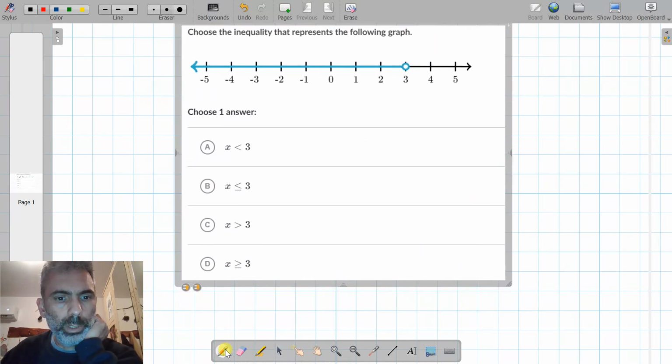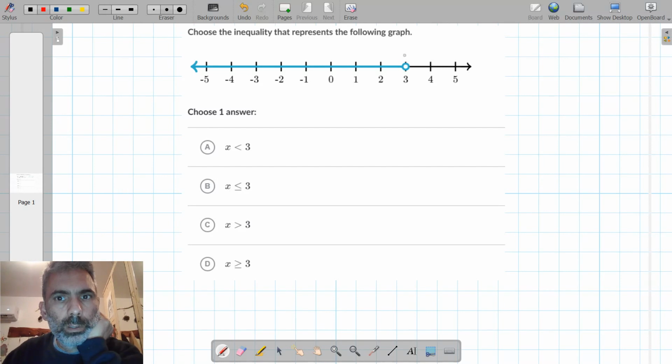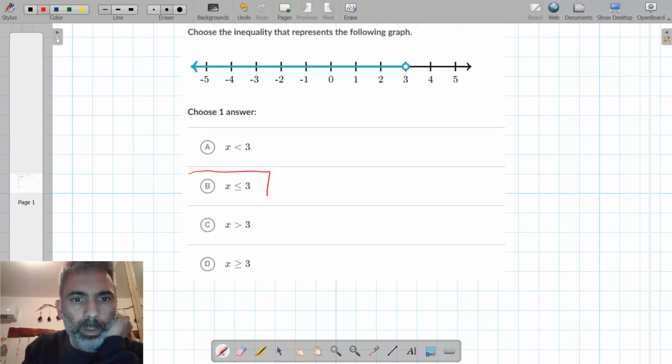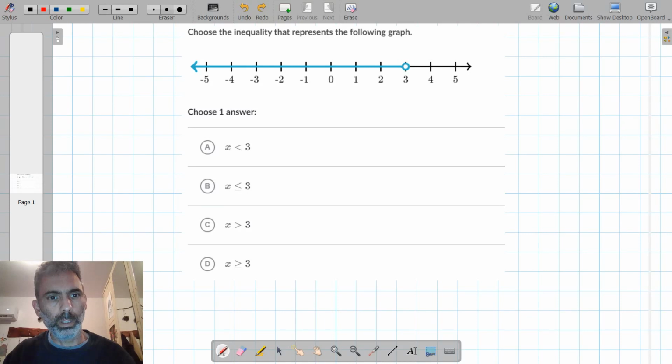Okay, choose the inequality that represents the following graph. So here we have a hollow circle around 3, so it means that all the values that are less than, because the painted arrow is to the left, so all the values that are less than 3, but not including 3, satisfy the inequality. Okay, so we need to find all the values that are less than or equal to 3. So B is the correct answer. X is less than 3 is not correct because this does not... sorry. Okay, I've made a mistake.